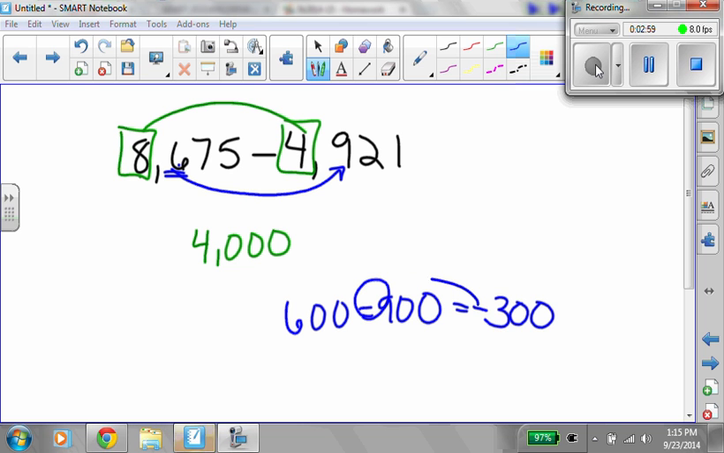So I'm going to take this negative or minus sign, and I'm going to put it right here. So 4,000 minus, and then 300. Does it round closer to 0 or to 1,000? Well, 300 is closer to 0. So therefore, it will be 4,000 minus 0, and the answer is 4,000.